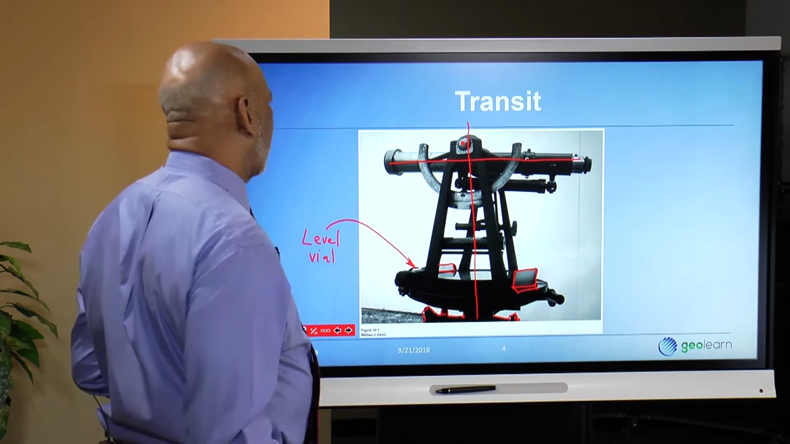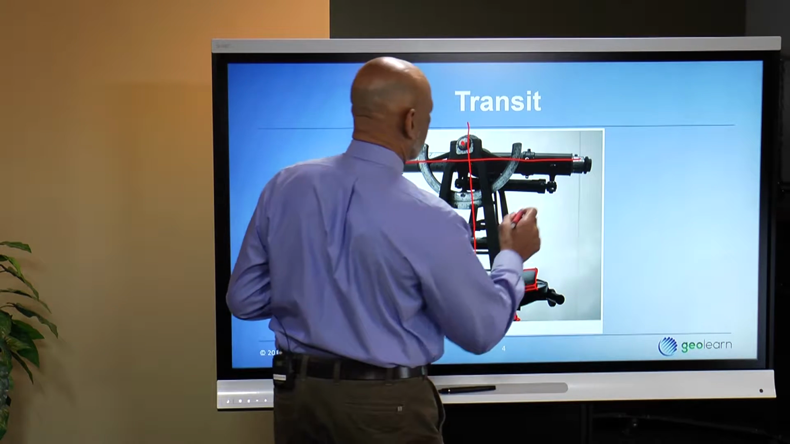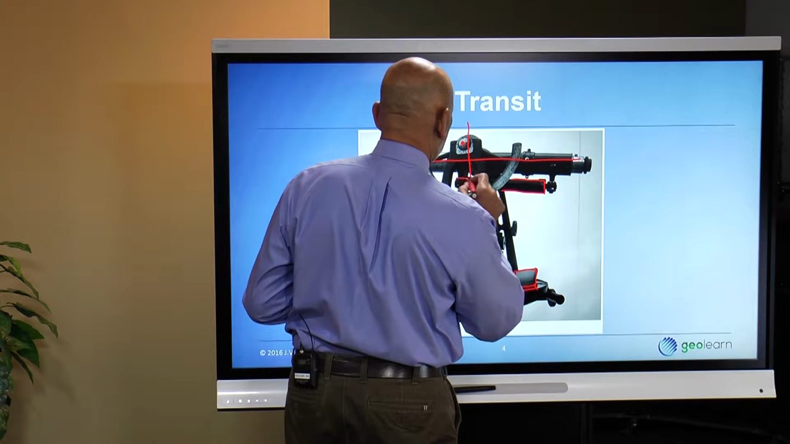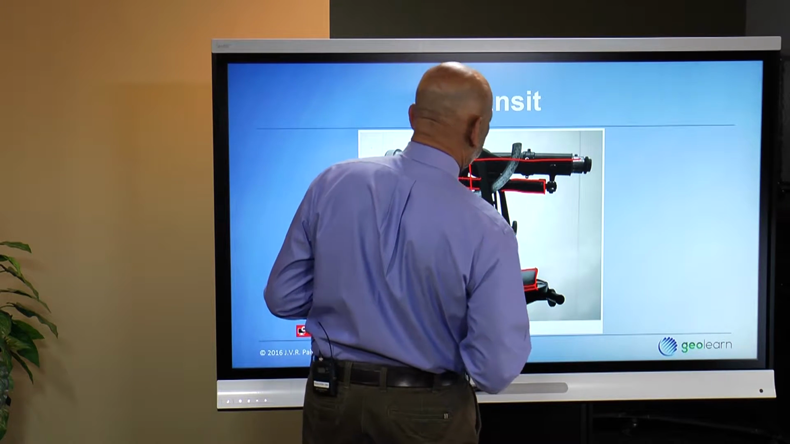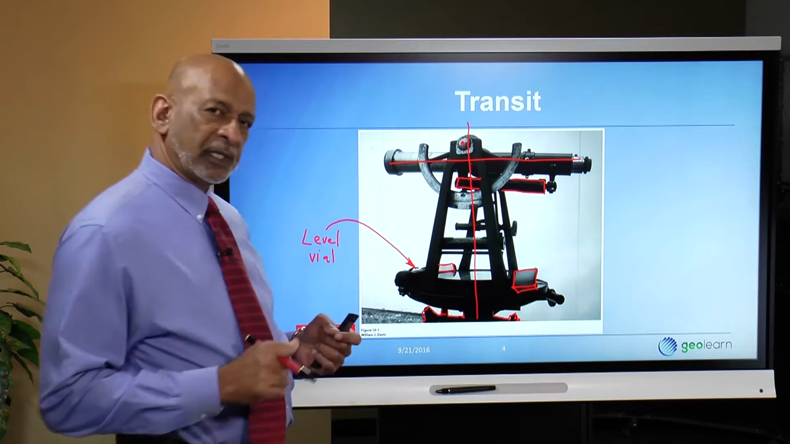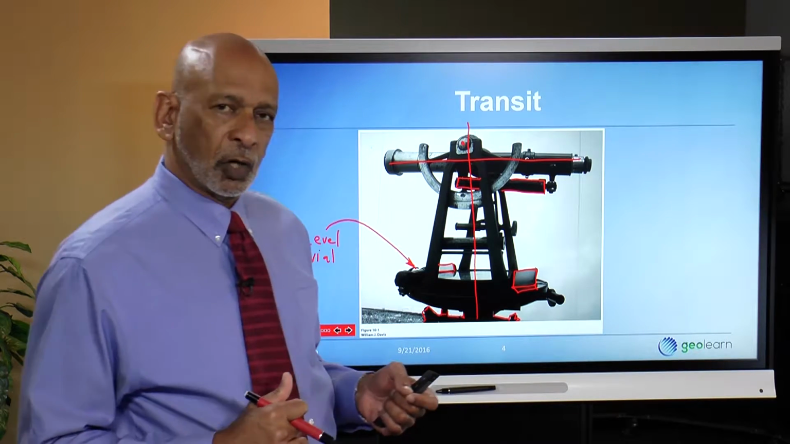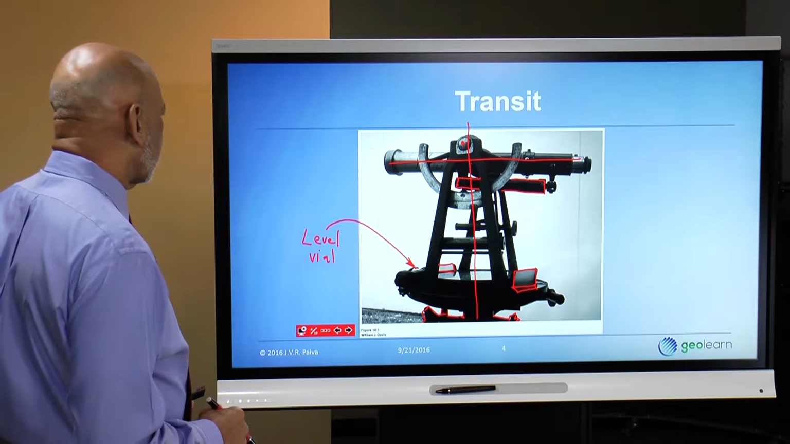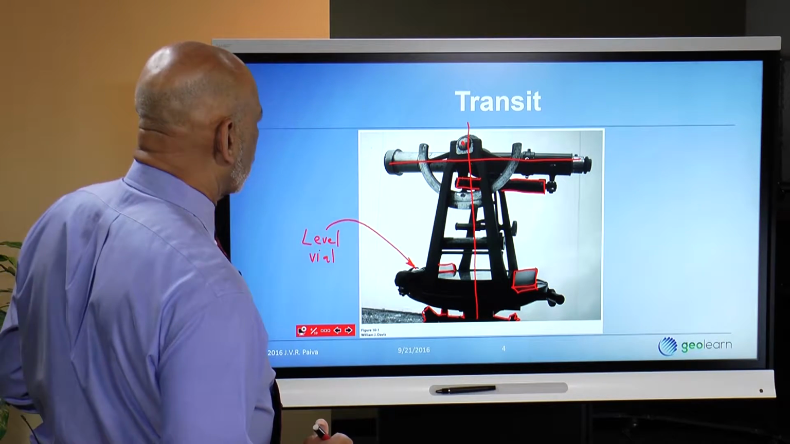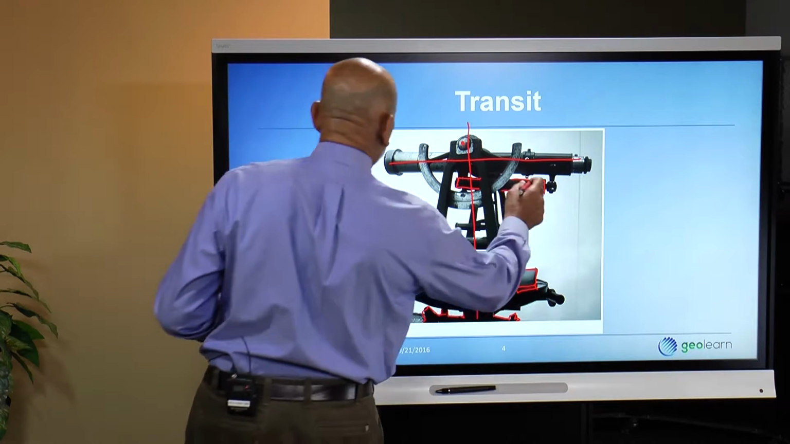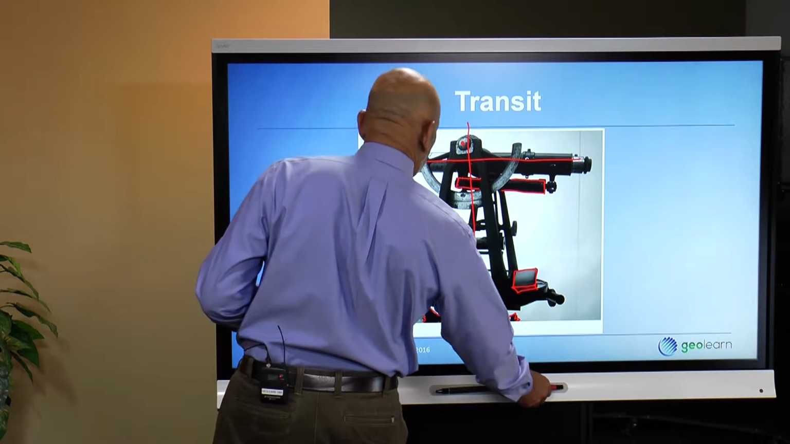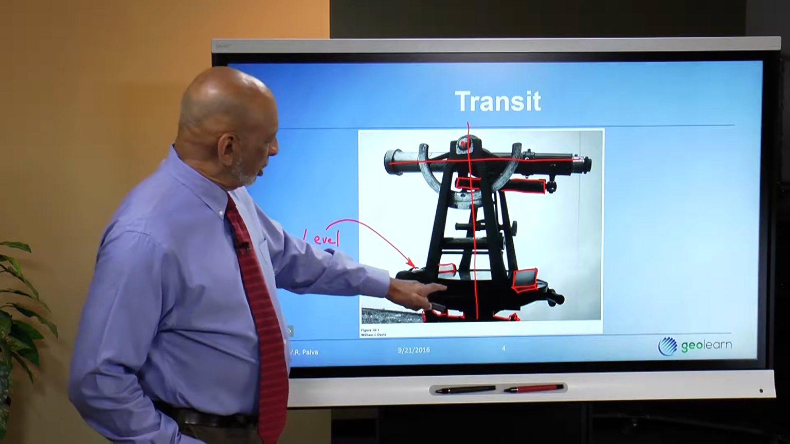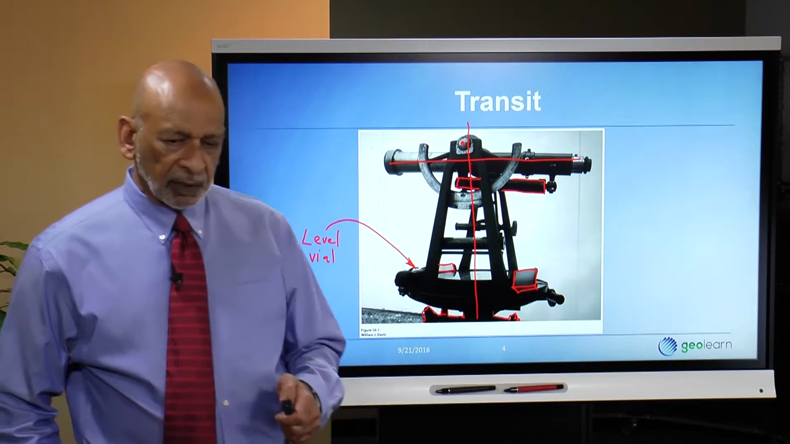I should also point out that on transits, you typically had another level vial over here. And this level vial was used to more precisely level the telescope if you wanted to set it up in a horizontal orientation. Generally, that vial was the most sensitive, even more accurate than the vial that's on what we call the plate vial.